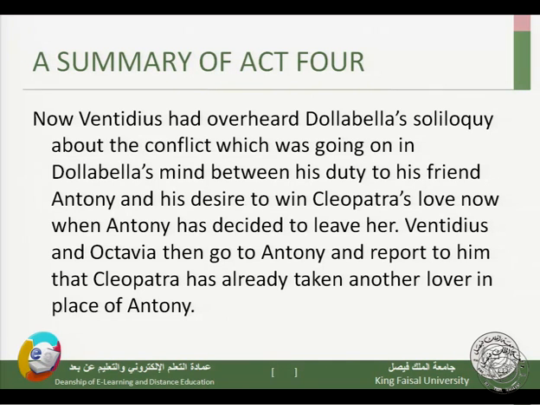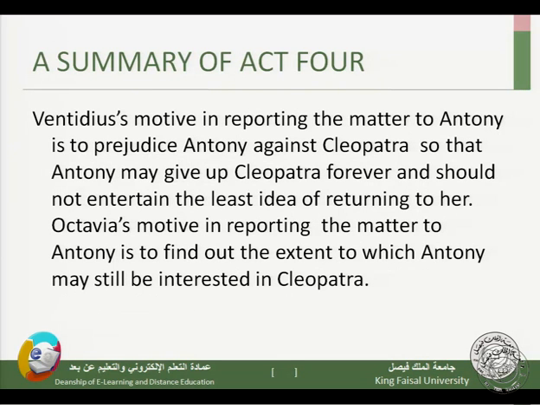Ventidius and Octavia then go to Antony. So Ventidius and Octavia, the wife of Antony, go to Antony and report to him. They tell him that Cleopatra has already taken another lover in place of Antony. So they go directly and immediately to tell Antony that he is no longer the lover of Cleopatra, because Cleopatra changed him for another lover, who is Dolabella. Now Ventidius' motive in reporting the matter to Antony is to prejudice Antony against Cleopatra, so that Antony may give up Cleopatra forever and should not entertain the least idea of returning to her.